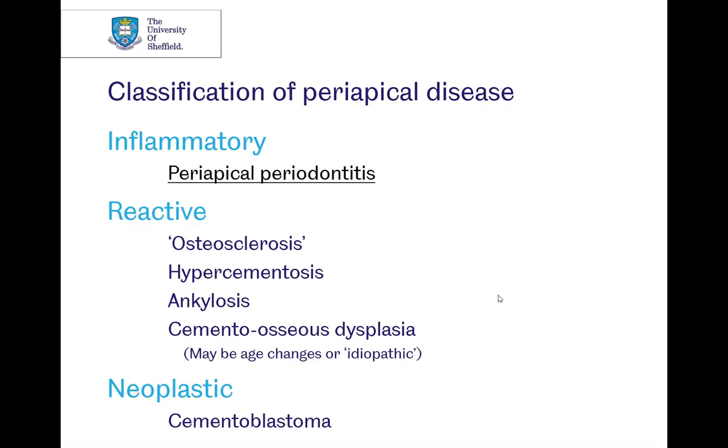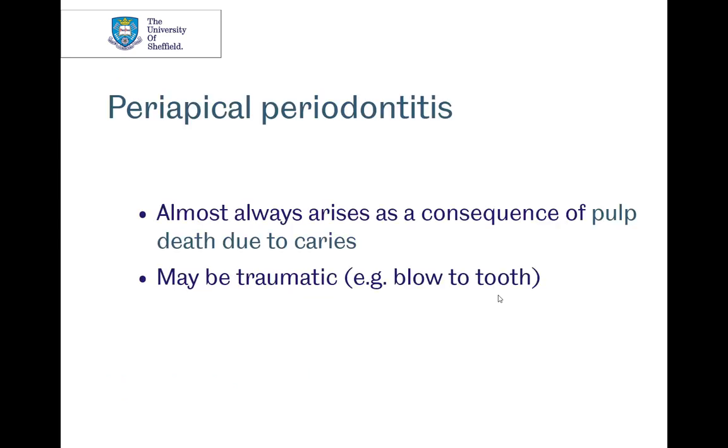So now we come to periapical pathology. And the main condition that I'm going to talk about, which I will do in this video, is periapical periodontitis, which is inflammatory disease of the periapical space. The second shorter video will cover the other pathological processes, such as reactive pathologies and neoplastic. So what about periapical periodontitis?